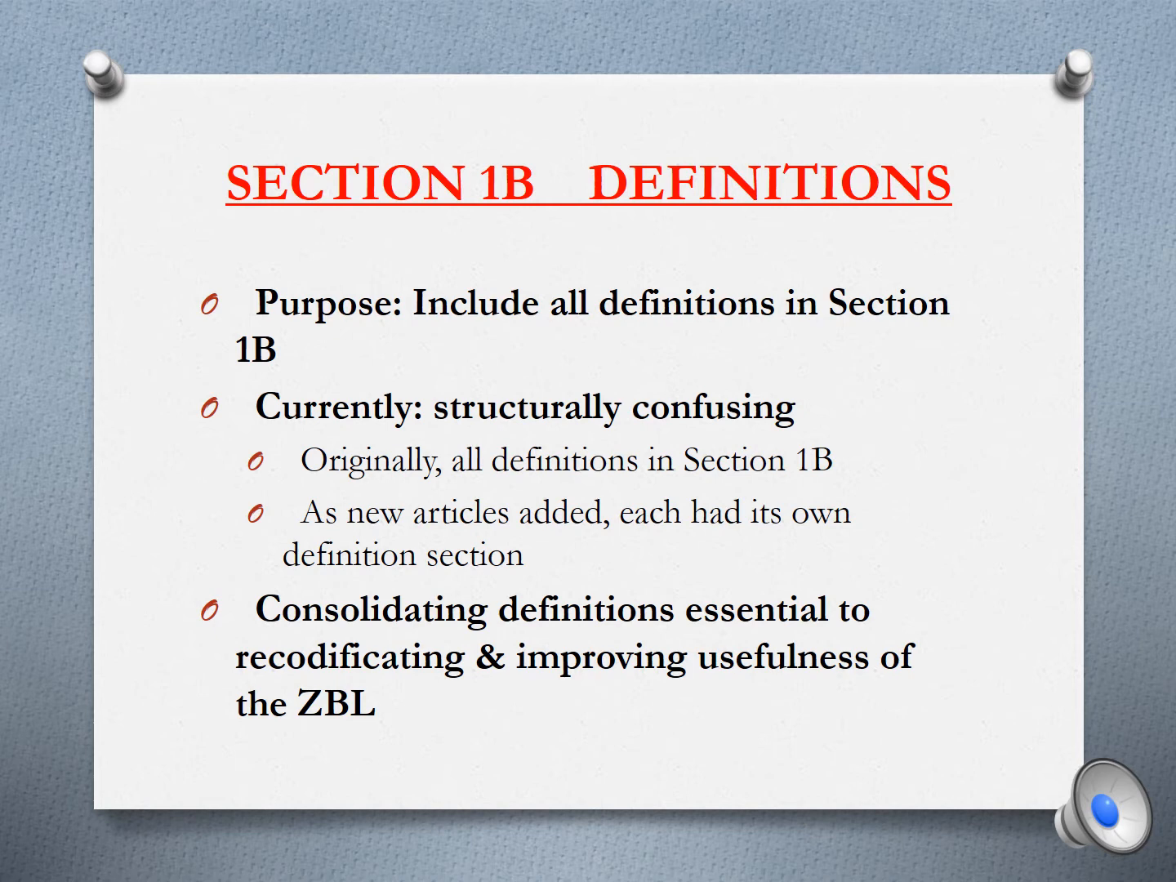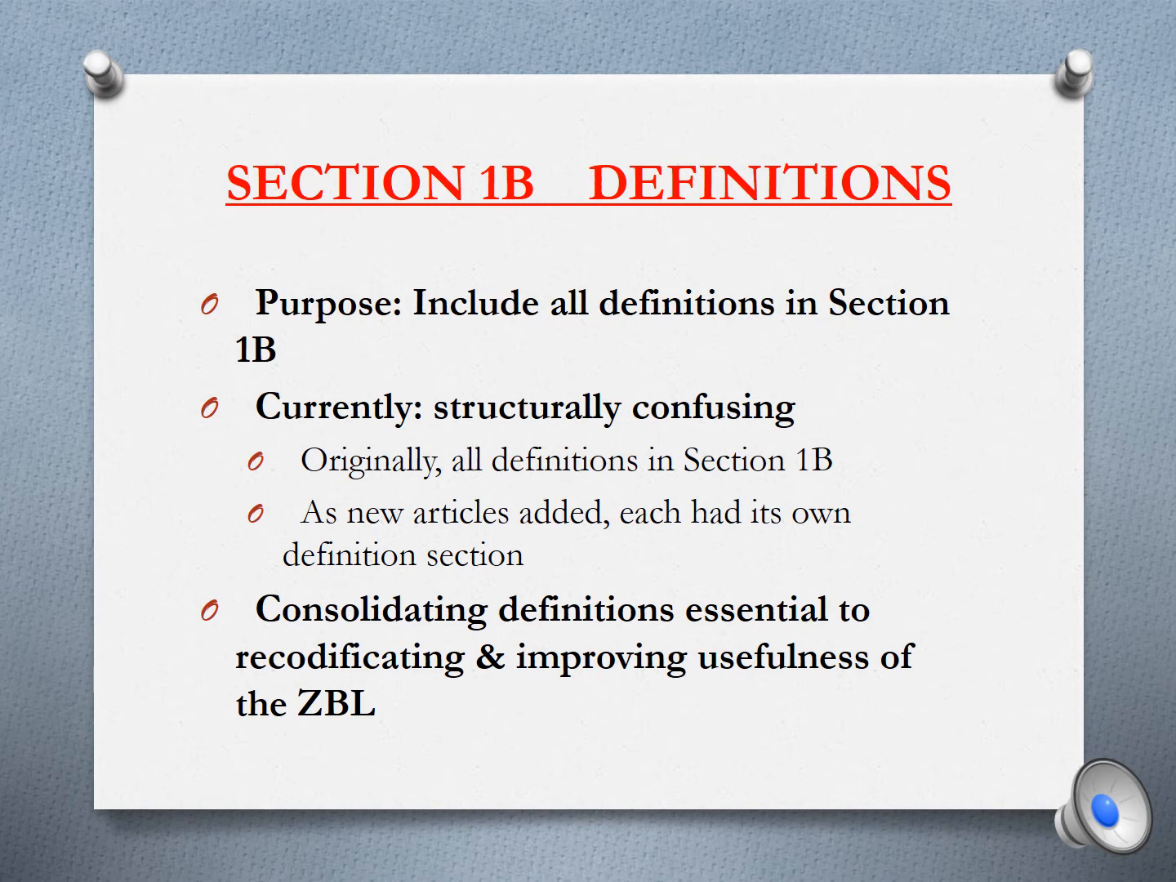Article 28 seeks to amend Section 1B definitions in order to make the zoning bylaw clear and more usable. As dull or wonky as this article may seem, planning considers it an essential step in our ongoing recodification efforts.